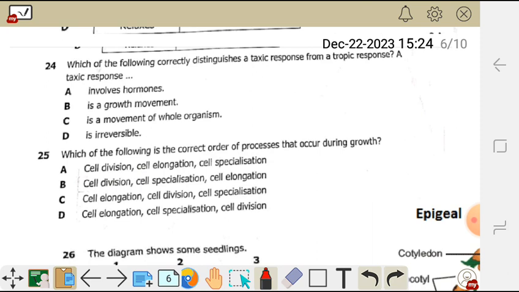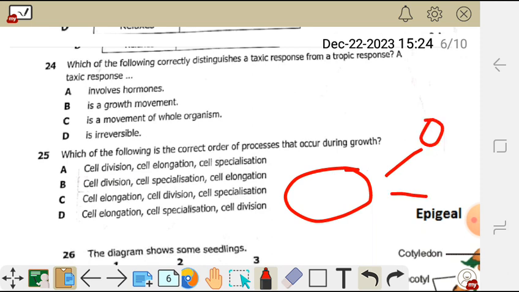Then question 25. Which of the following is the correct order of processes that occur during growth? The correct order is cell division first, then that cell after it has divided, they are small. When the cell divides, when it was big, it is going to form very small cells. Then these cells have to grow and elongate, so we are going to have cell elongation.